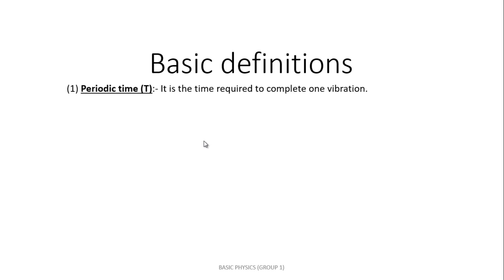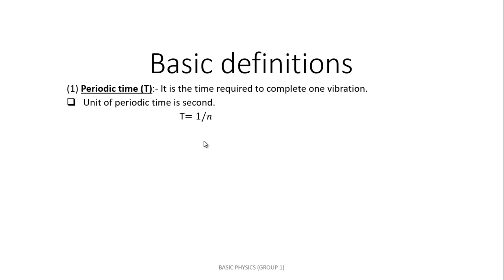Now periodic time, it is the time required to complete one vibration. એટલે કે એક વાઇબ્રેશન કમ્પ્લીટ કરવા માટે જેટલો સમય જોઈએ એને પીરિયોડિક ટાઈમ કહેવાય. એનો યુનિટ છે સેકન્ડ. Its unit is second. And now equation of periodic time is T equals to 1 upon n.